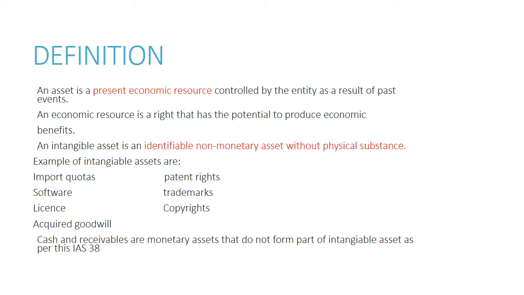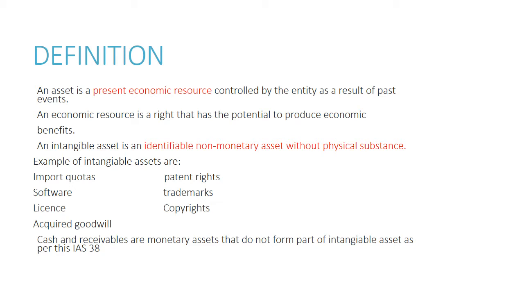So here we have three features of intangible assets. First, it does not have physical substance. That means we cannot see or touch it. And second, it is a non-monetary asset. Meaning it is an asset that cannot be easily converted into cash. When we speak about monetary assets, we refer to assets like cash at hand, cash at bank, and accounts receivable. So monetary assets do not form part of intangible assets. So intangible assets have to be non-monetary. And third, it has to be identifiable.